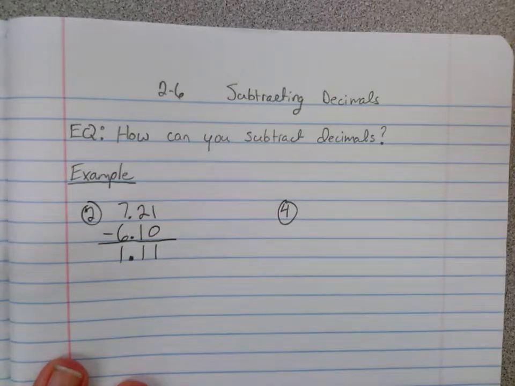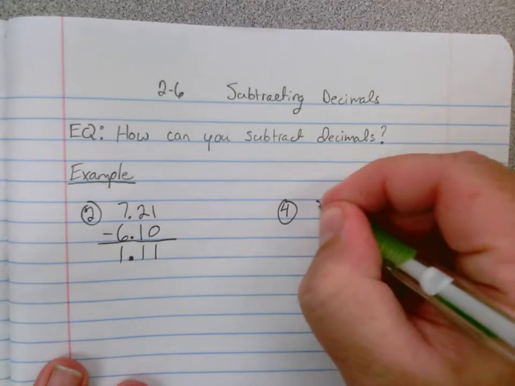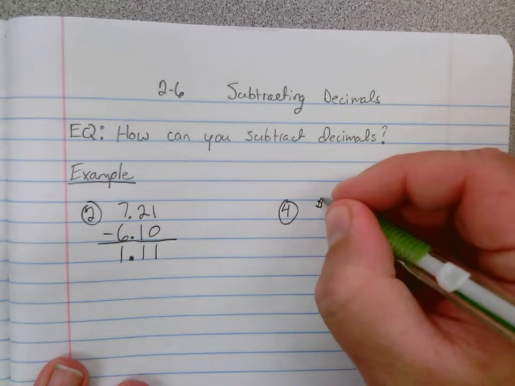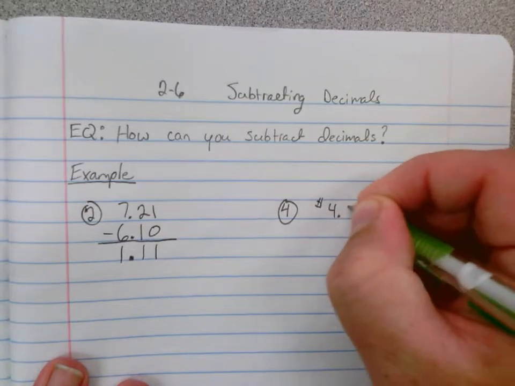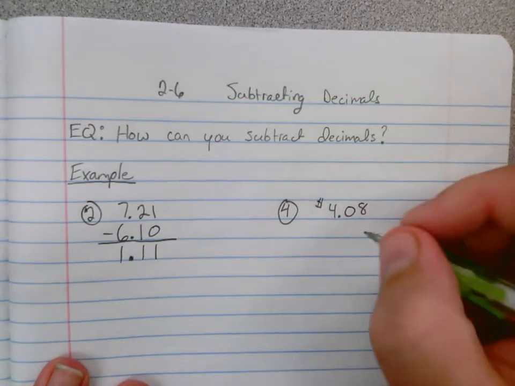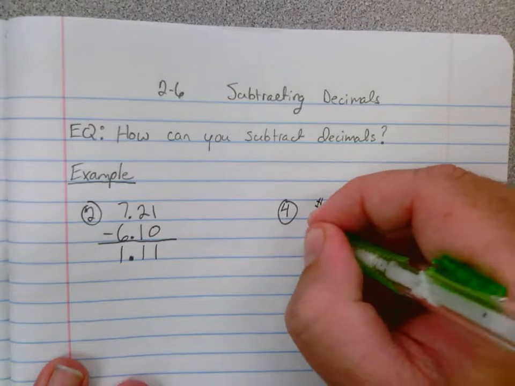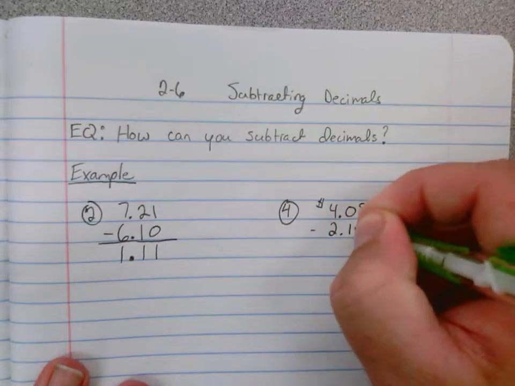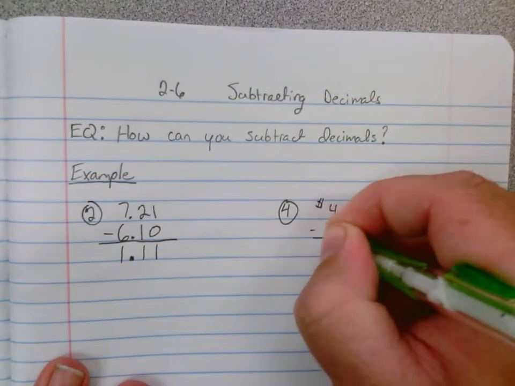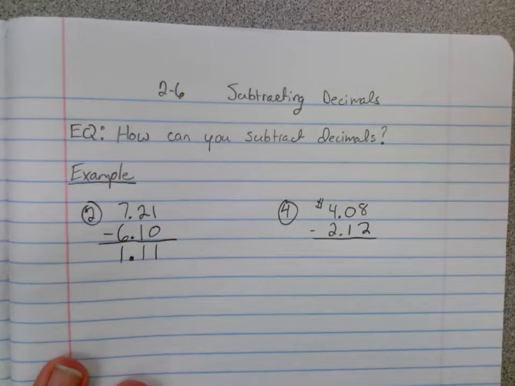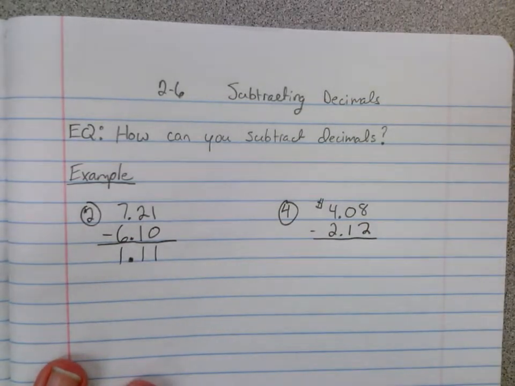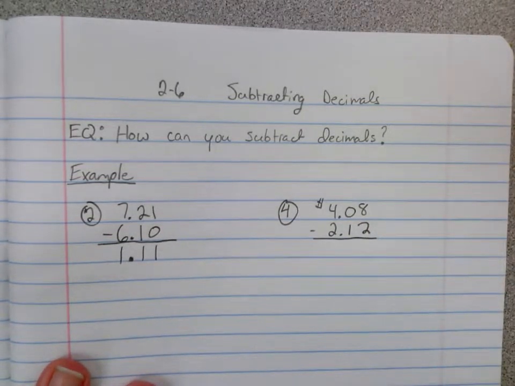The next problem we're going to do is number 4 in guided practice, and we're going to subtract money. So we're going to have $4.08 minus $2.12. What I would like you guys to do here is go ahead and pause the video, work out the problem, and then after you've worked out the problem, use the video to check your answer.